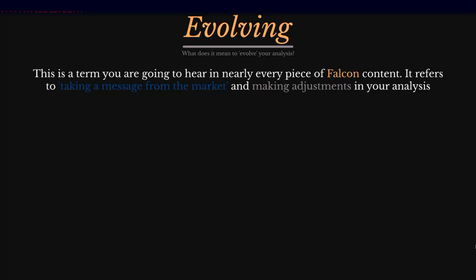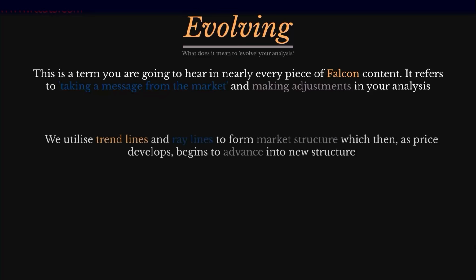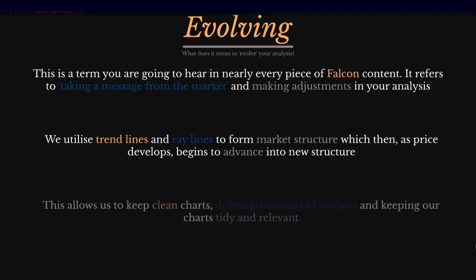So let's take a look at that. Now, this is a term you're going to hear in nearly every piece of the Falcon content, and it really just refers to taking that message from the market and making just small adjustments to your analysis along the way when they're necessary, of course. What we do is we utilize the trend lines and the ray lines that we set up in TradingView. So in your toolbar, we're utilizing these trend lines and ray lines to form that market structure. But then when price develops and it evolves, and it begins to advance into new structure, we are prepared ahead of time. So you always have that clarity.